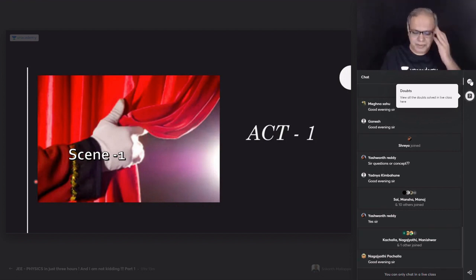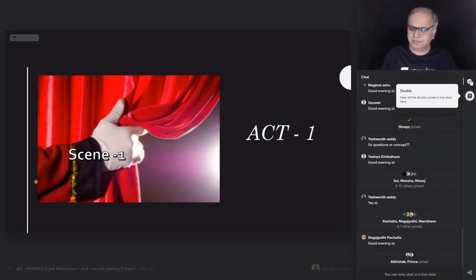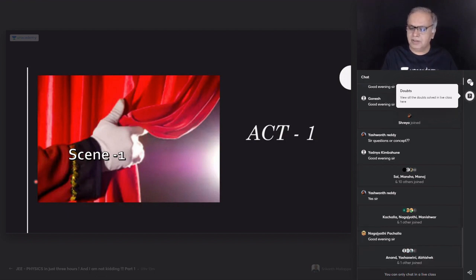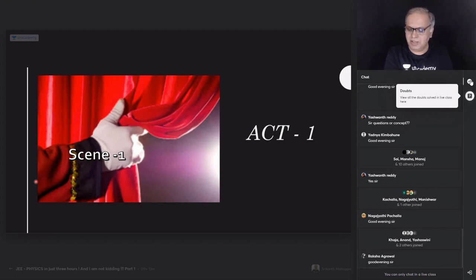Right, children? Yes, good evening, Nagajyoti. Kachalla, Kannatali, yes, Abhishek Mishra, Yashaswini Sinde, Abhishek Mishra, Khaja, Anand Pranav. All right, children, Raksha Agarwal.